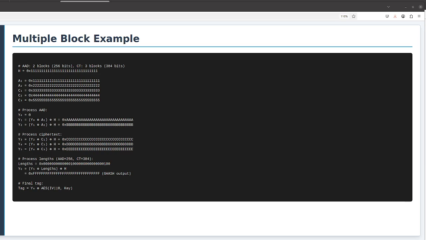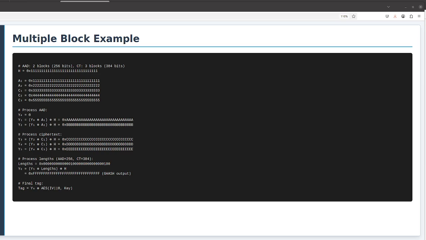Y6 equals Y5 XOR lengths times H equals 0xEE...EE XOR 0x00...180 times H, giving the final GHASH output, let's say 0xFF...FF. XOR with encrypted counter 0, let's say 0x99...99, to get the final tag 0x66...66.